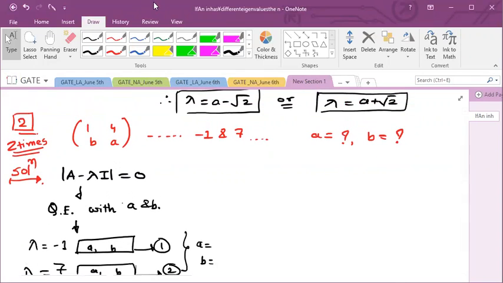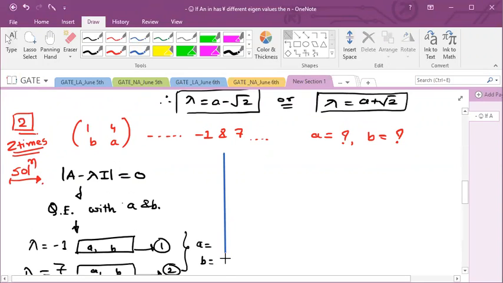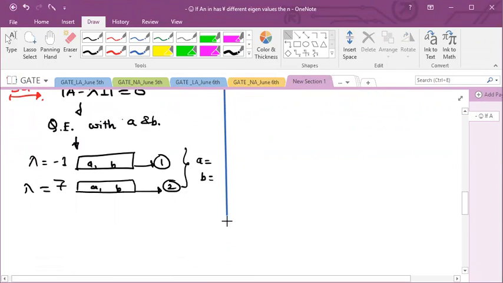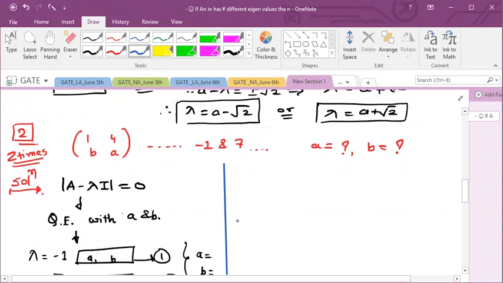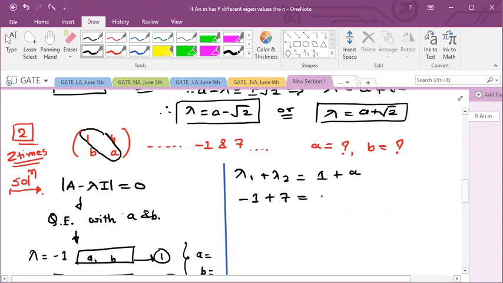Right. So what is another, easier method? See, can't we use properties of eigenvalues? What are the properties of eigenvalues? First property: the sum of eigenvalues gives the trace of the matrix. So lambda 1 plus lambda 2, and what is trace? Trace is the sum of diagonal elements. So this is 1 plus a. Lambda 1 is -1, lambda 2 is 7, equal to 1 plus a. 7 minus 1 is 6, 6 minus 1 is 5. So a is going to become 5.